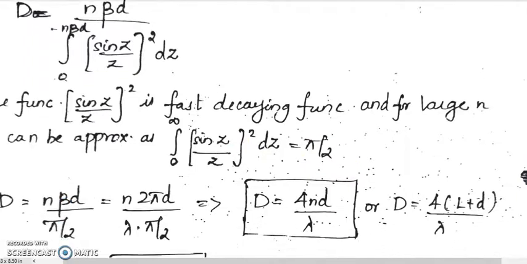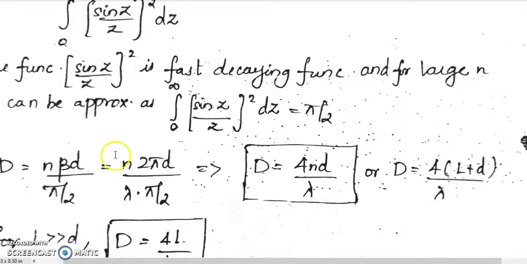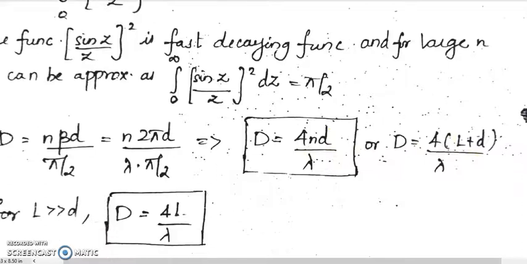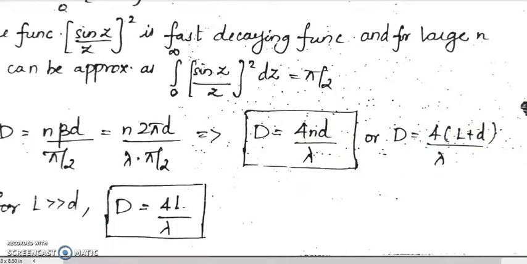Then the directivity D is equal to n beta d by pi by 2. And finally you will get D is equal to 4 nd by lambda. We know that nd is equal to L plus d. Okay, if the array is very much larger, then L is greater than d. You can approximate it as D is equal to 4L by lambda.